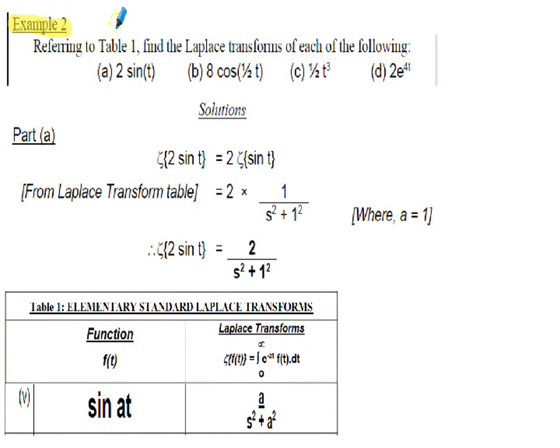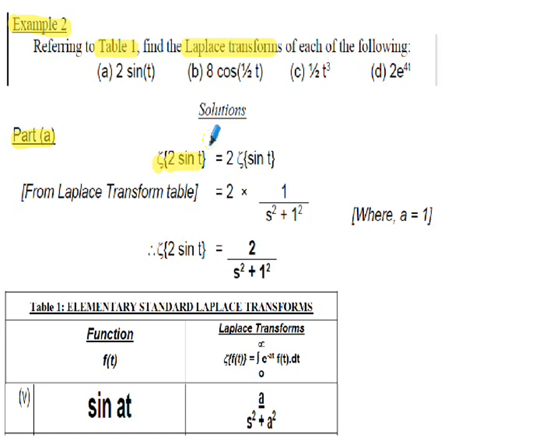Example 2. Referring to table 1 on the previous slide, we're asked to find the Laplace transforms of each of the following, a through to d. Let's look at a first of all. So part A, we're asked to find the Laplace transform of 2 multiplied by the sine of t.